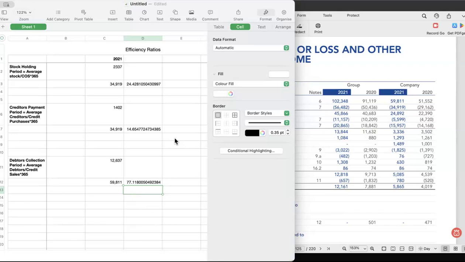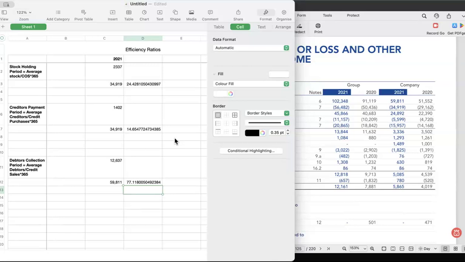Debtors collection period, this is way too much, 77 days. Now, what does the debtors collection period calculate? This ratio calculates the number of days the credit customers take to settle their debt. So if it is a shorter period, it is better, meaning the working capital of the organization is running smoothly or is effectively managed. Again, the average debtor collection period and the average creditors payment period is 30 days.